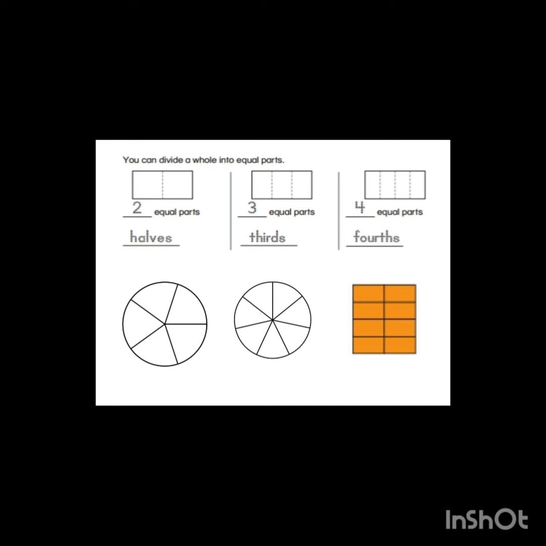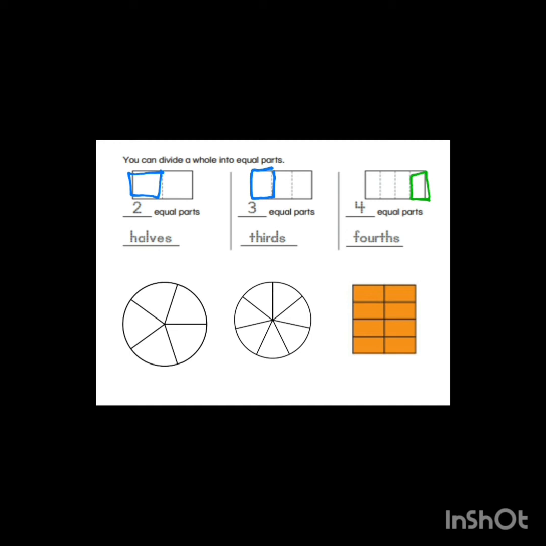So again, you can divide a whole into equal parts. It must be equal parts to say, if I have 2 equal parts, it's halves. Each part is a half. If I have 3 equal parts, it's thirds. Each part is a third. If I have 4 equal parts, it's fourths. Each part is a fourth.